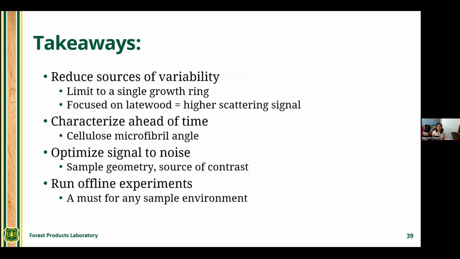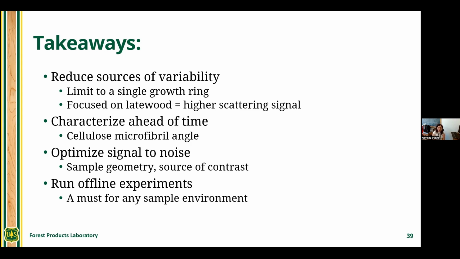I have shown you this behind the scenes of successful scattering experiments, the stuff that usually doesn't quite make it into the manuscript. And some of the lessons learned from this are: always try to reduce sources of variability. For us, we did that by limiting, as much as possible, to a single growth ring. I will mention that for a lot of the degradation studies, that's typically not possible. But if you can, that is a great way to increase your chances of detecting subtle changes.